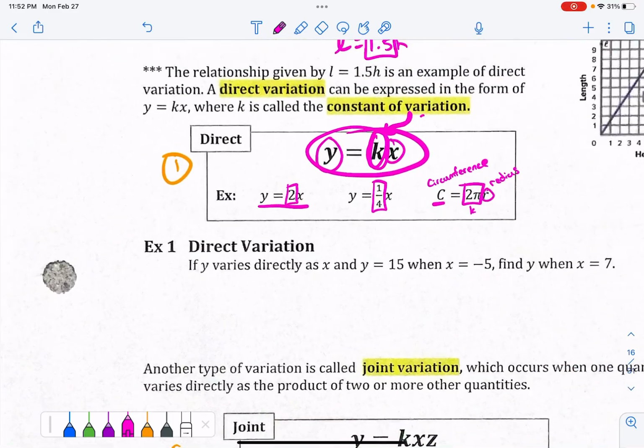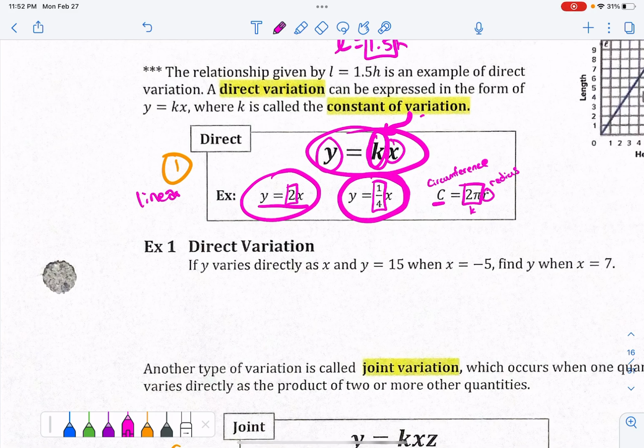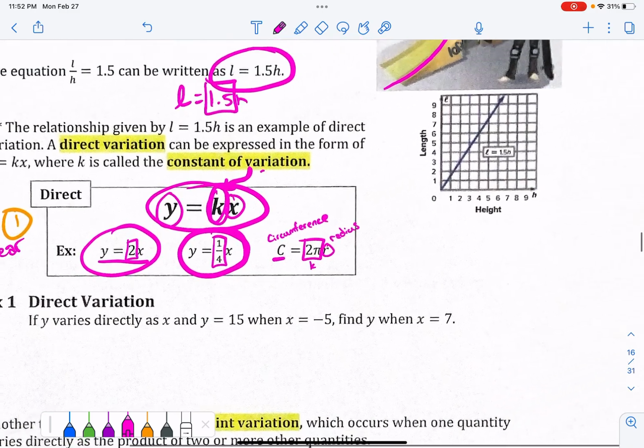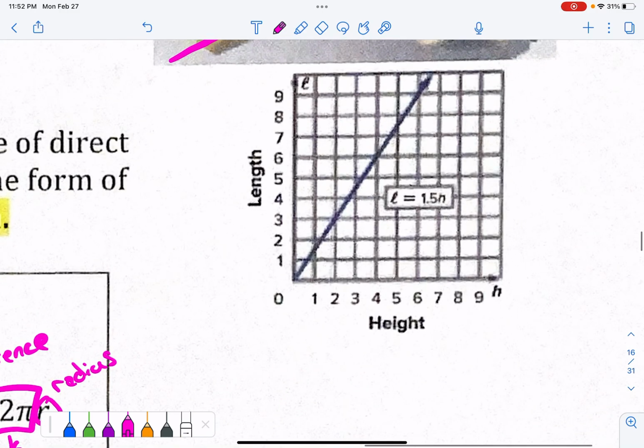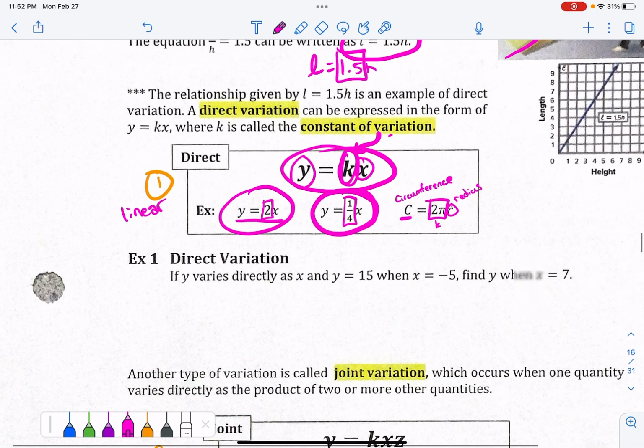So those are all direct relationships or direct variation. And one thing you'll notice, at least with these two, is those are just linear functions, right? If we were to graph them, they would just be linear relationships like this one is. That's just a linear function. So direct relationships will work that way. When you're doing direct variation, the first thing that you need to find is what that constant k is, that constant of variation.